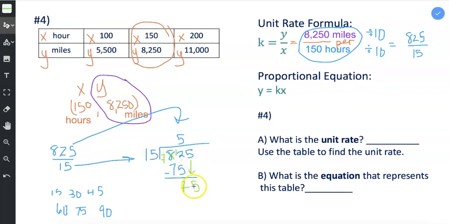15 goes into 75. Well, we already did that math, 5 times. 5 times 15, the multiplication goes below. 5 times 15 is 75. We subtract that. The remainder is 0, and there's nothing to bring down. So the answer is 55 for the unit rate.